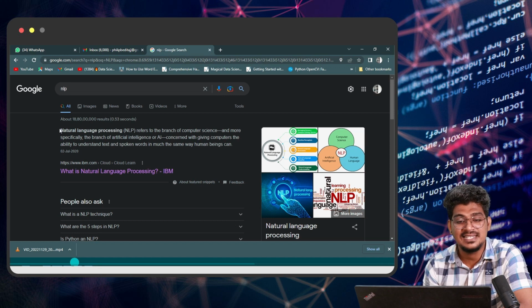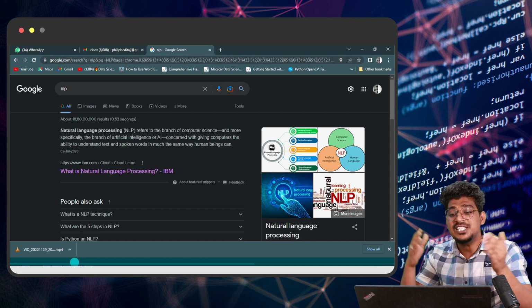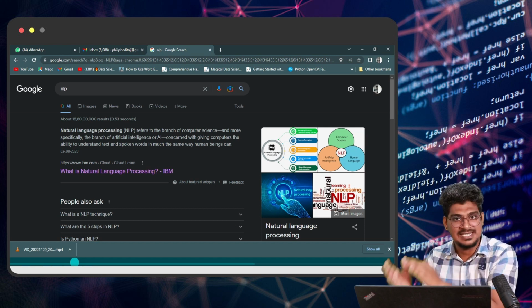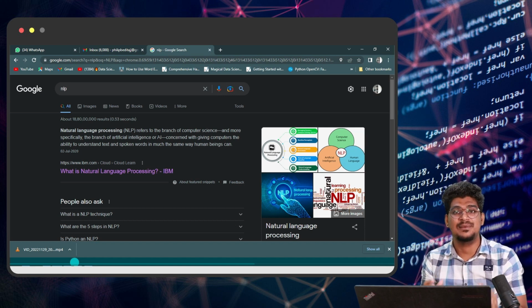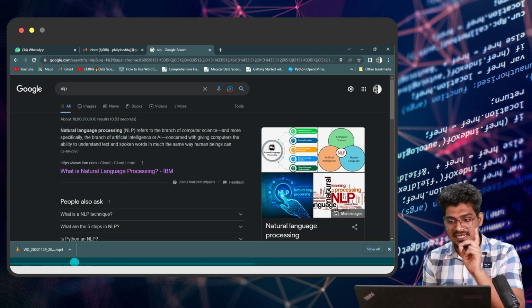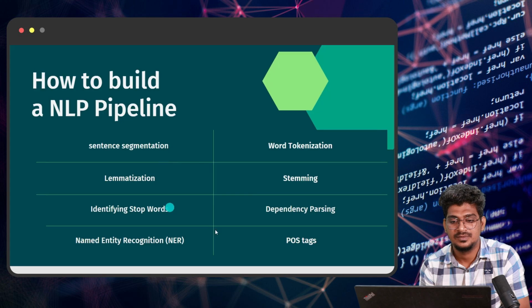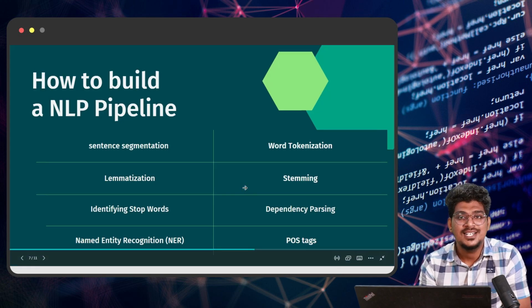Now we can make sentences like, NLP refers to the branch of computer science. That is one sentence. And the branch of artificial intelligence or AI. That is another sentence. So we can split the paragraph into sentences like this. That is sentence segmentation. Okay, that is the first thing. Then next, word tokenization.